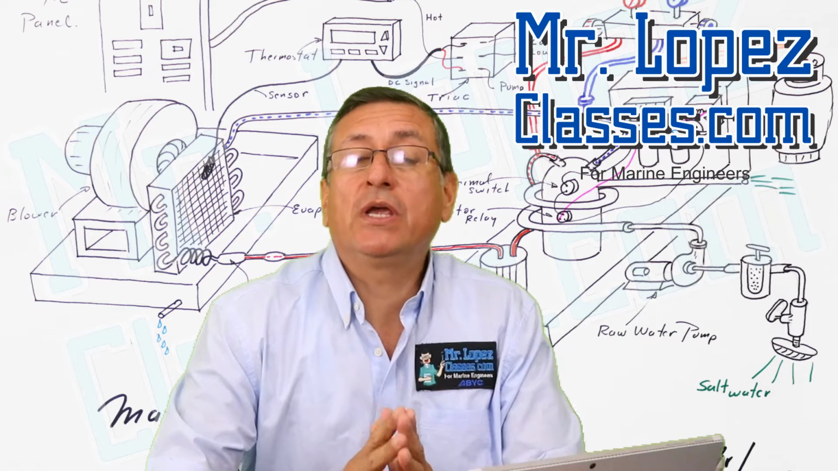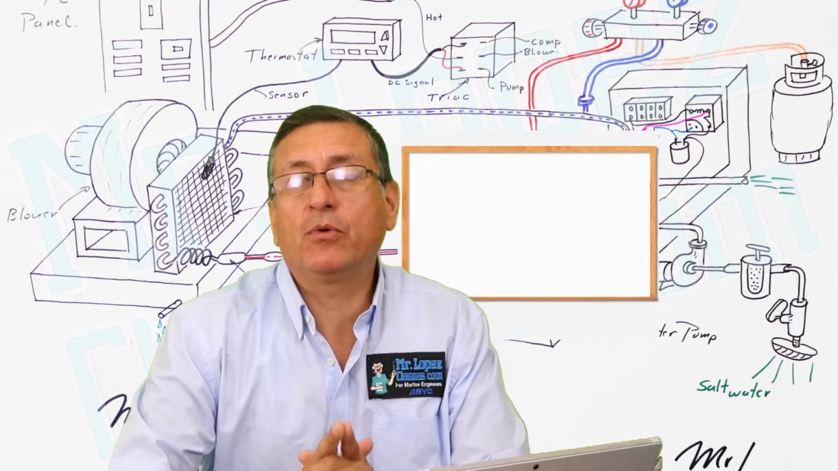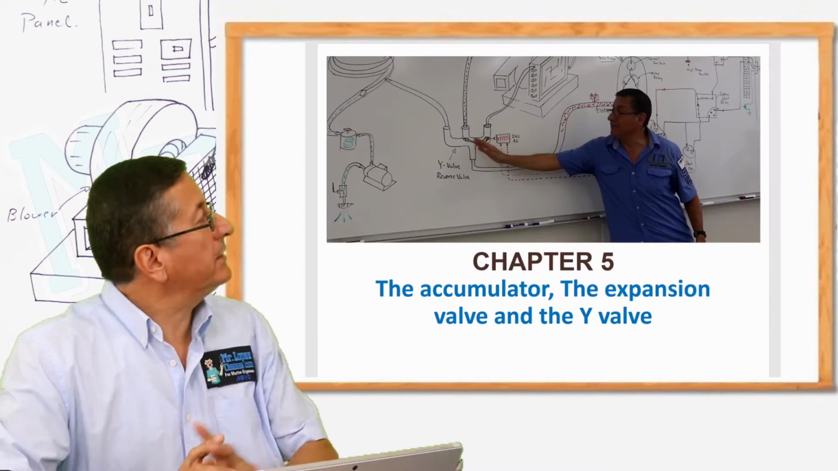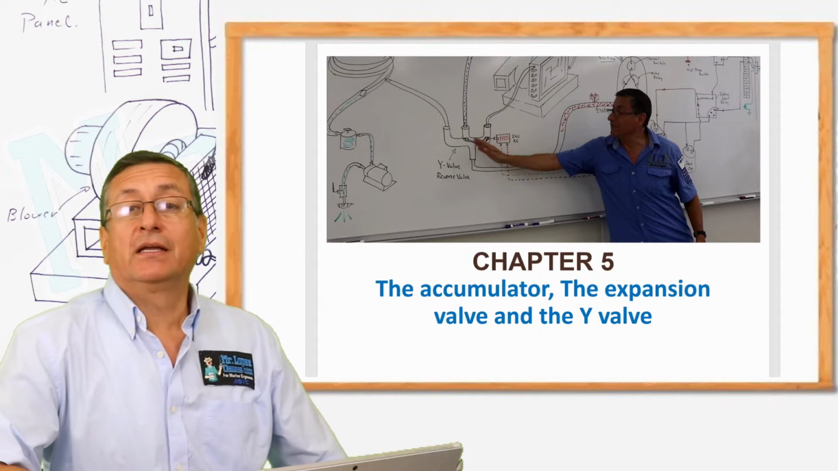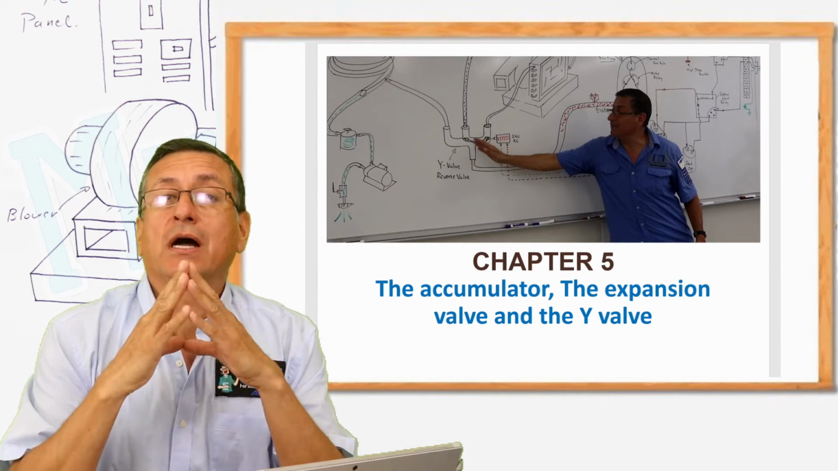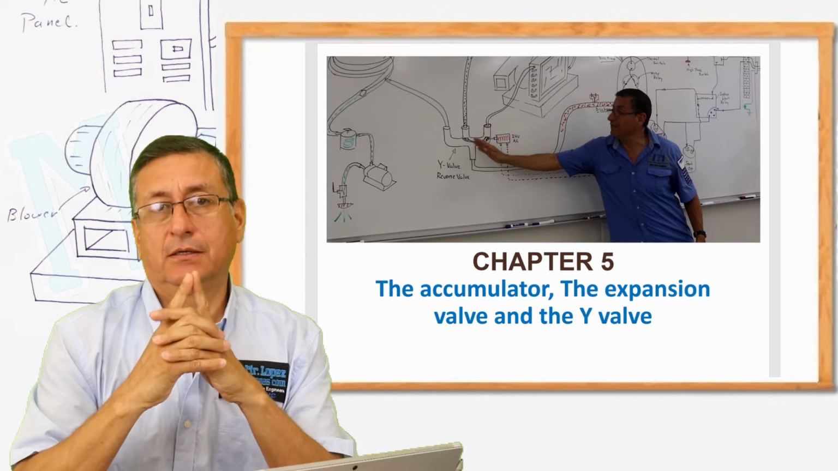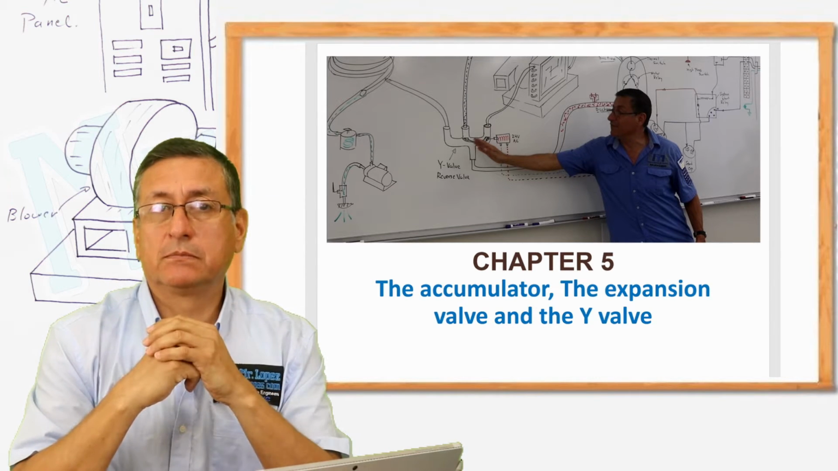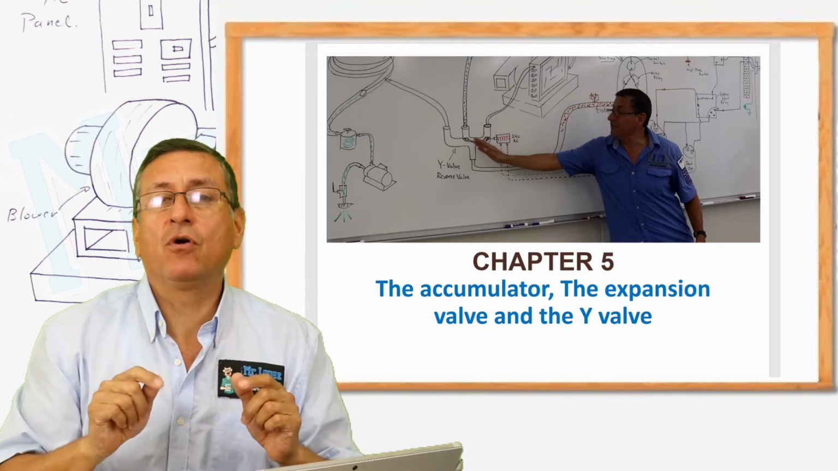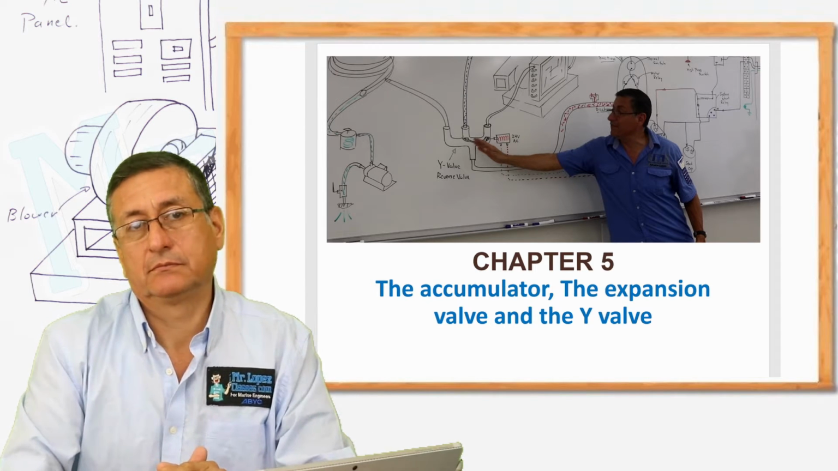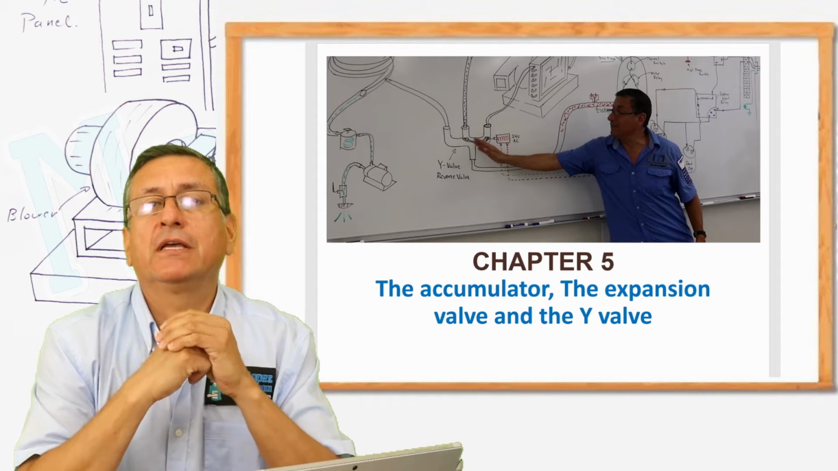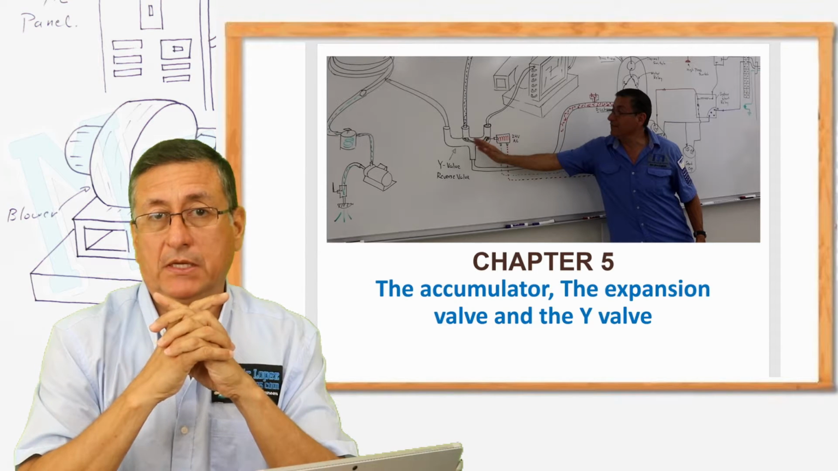We are going to continue in our book of marine air conditioning systems. This is chapter 5. In this chapter we are going to talk about the accumulator dryer, the expansion valve, and the Y valve or reversing valve. Three vital components in the refrigeration cycle.